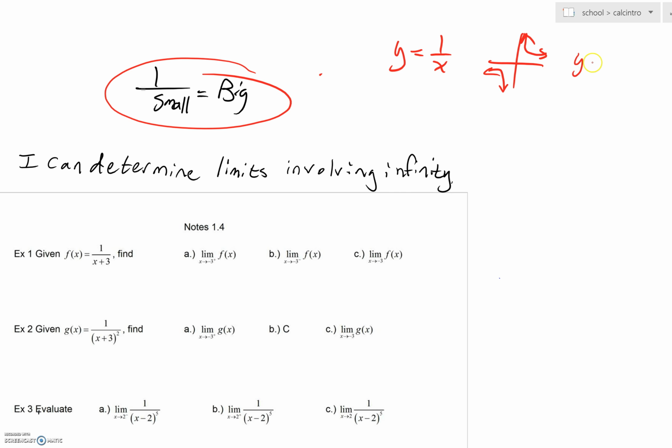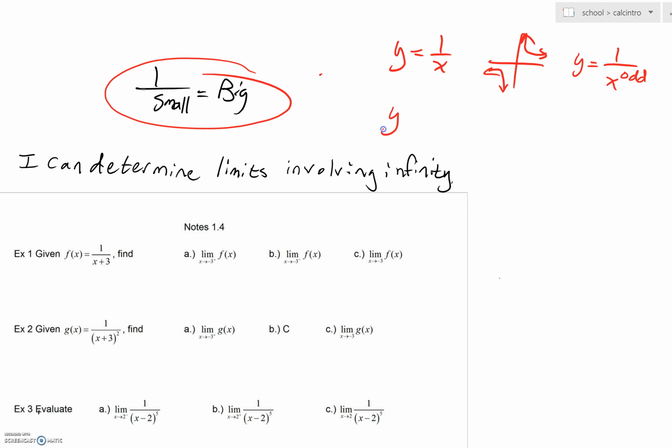Now, what you really need to know is that's true for anything with x to an odd power. 1 over x to the third would look very similar to that. 1 over x to the fifth would look amazingly close to that. Same thing with 1 over x to the seventh, and so forth.